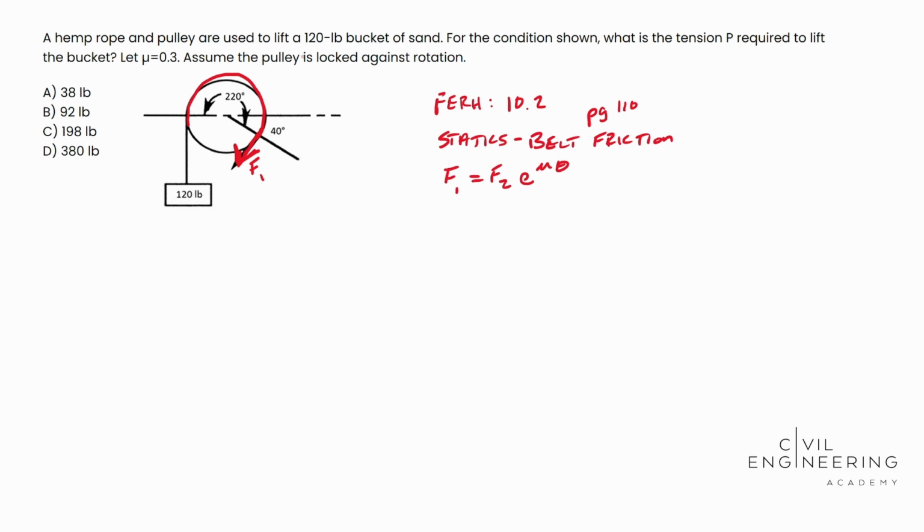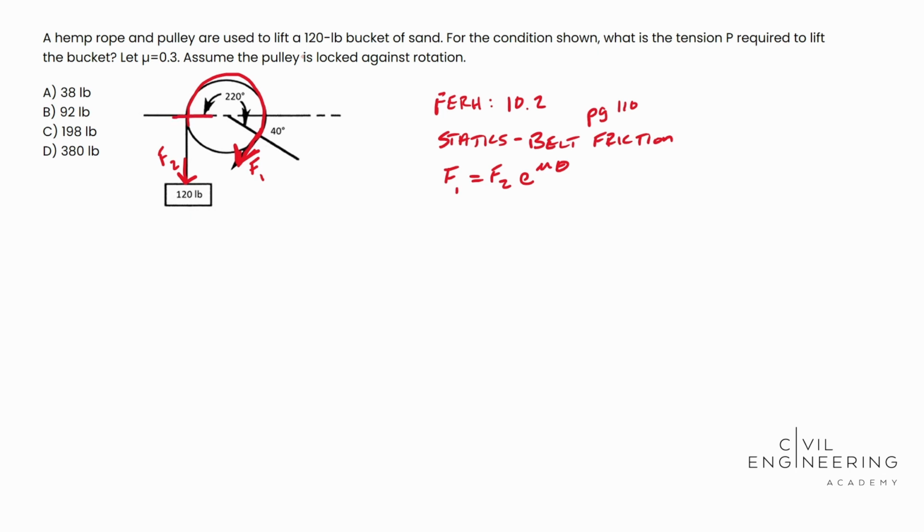F2 is the force applied to resist the impending motion. Well, we just defined what our impending motion is. It's pulling towards us. Well, that 120 pounds is going to be the force acting against us. That's F2. All right, so that's that. Mu is the coefficient of static friction, so that's given to us in the problem, 0.3. And theta is the angle of contact between the surfaces expressed in radians. So let's see here. Well, it actually gives us 220.